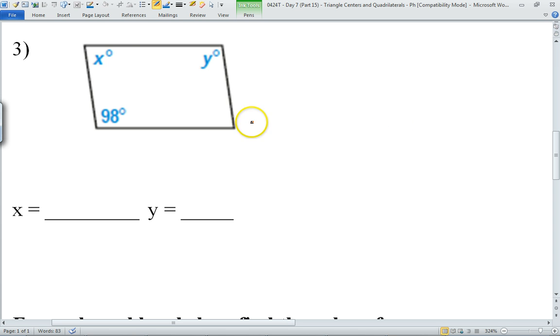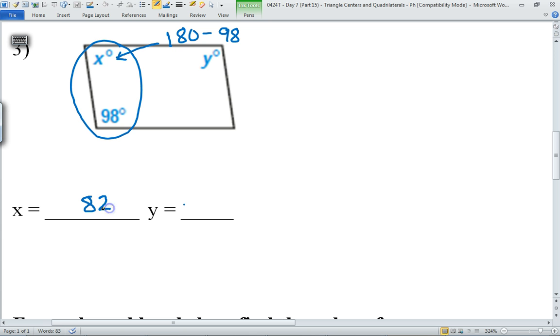Number 3. In a parallelogram, consecutive angles are supplementary. So these two angles are supplementary. So the quickest way to find the x is just to do 180 minus 98. If I have the one angle, subtract from 180, we'll get the other angle. So that's going to be 82.